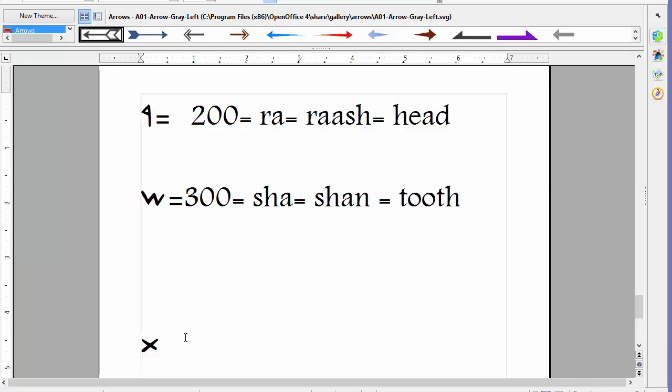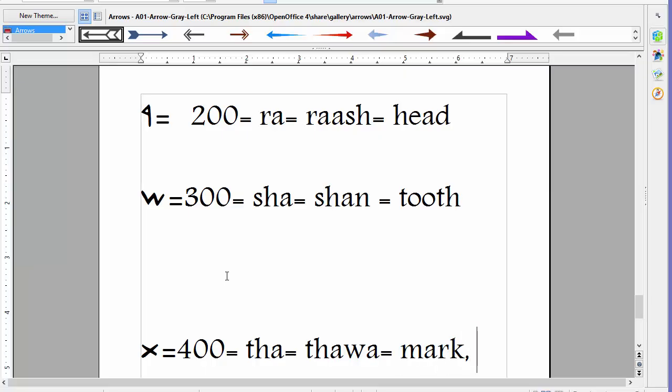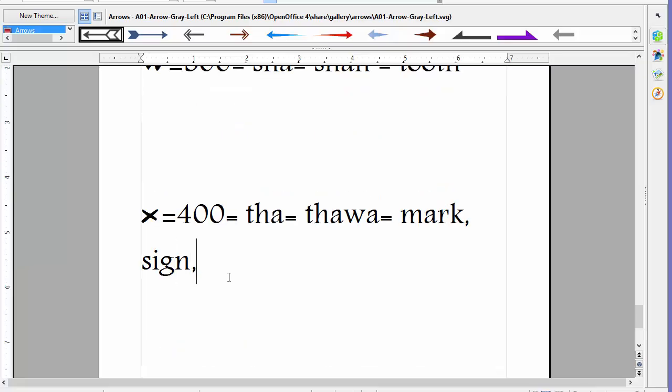Okay? Then the last letter, the 22nd letter, is Tha. The numerical value is 400. The pronunciation is tha, and it comes from the Hebrew word thawa, which means like a mark, sign, or end. Okay, that's the end. That's why Yahweh said, I am the I and the tha. They could also signify the cross.